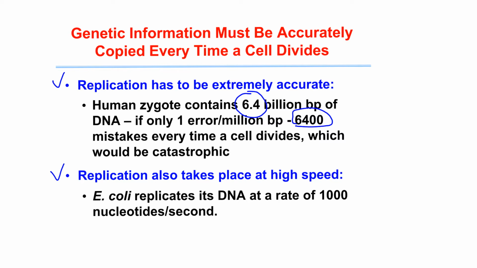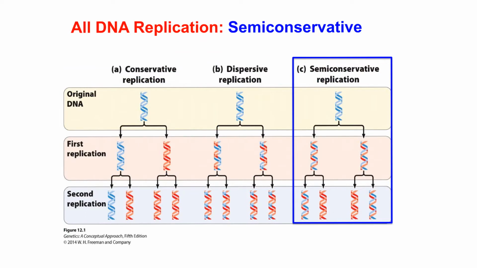So, what kind of replication would fulfill these requirements? The answer is semi-conservative replication, which is based on the complementarity of the nucleotides. During semi-conservative replication, which is outlined here, both strands of DNA serve as a template which gives rise to the new strand based on the complementarity. So after one round of replication, you end up with two DNA molecules which are both hybrids. They have one old and one new strand.